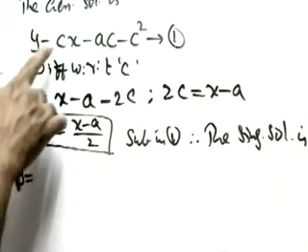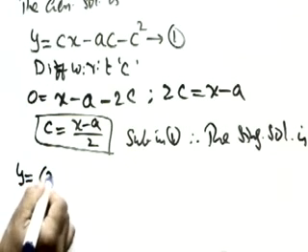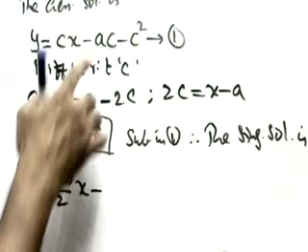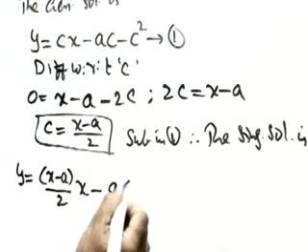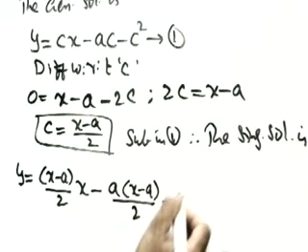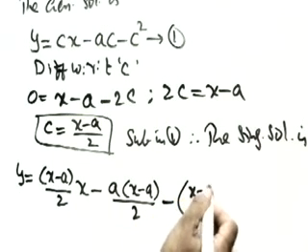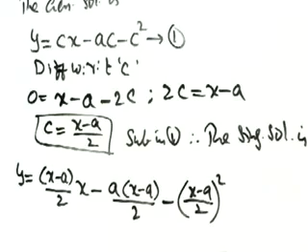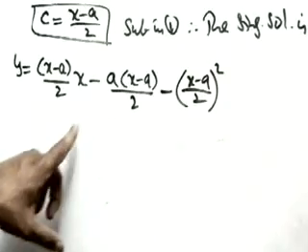is, now let me substitute this, y equals to c times x minus a, and we just got the value of c, (x minus a) by 2, into (x minus a), minus c squared, where c is (x minus a) by 2, so ((x minus a) by 2) whole squared. Now let me solve it.